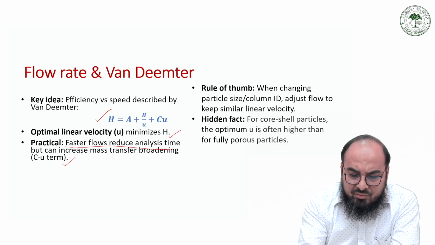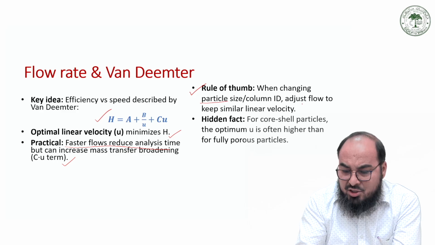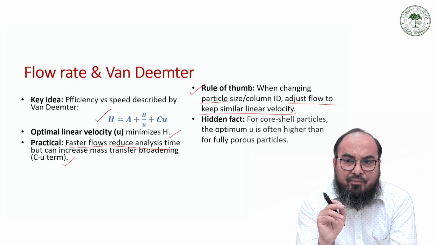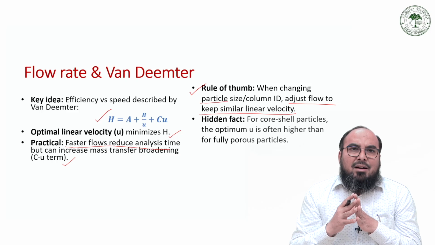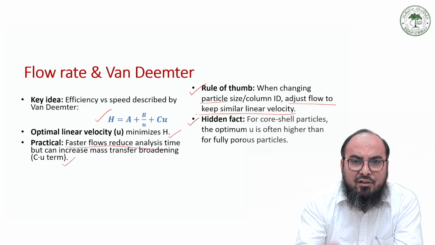The rule of thumb here is that when changing the particle size or column internal diameter, adjust the flow to keep the same linear velocity throughout. And for core shell particles, the optimum velocity is always higher as compared to fully porous particles. So you have to keep this hidden fact in mind.